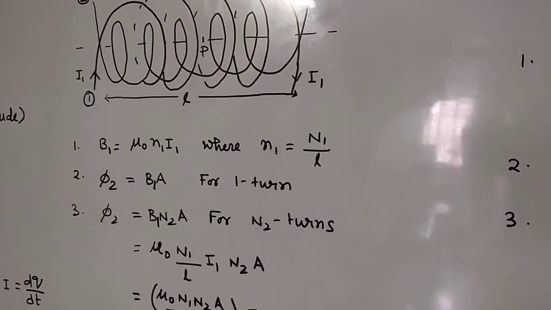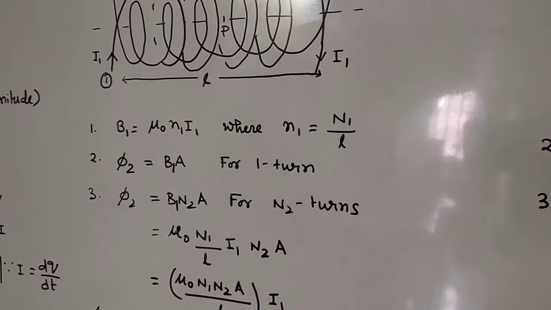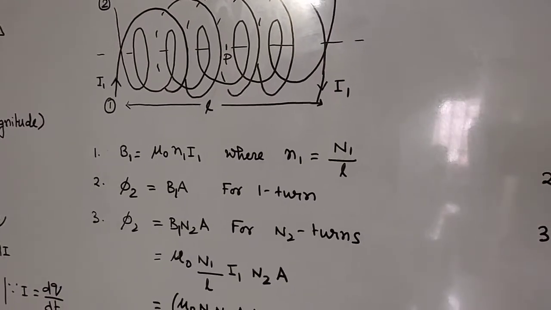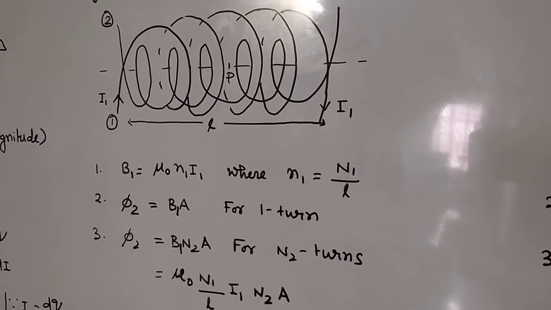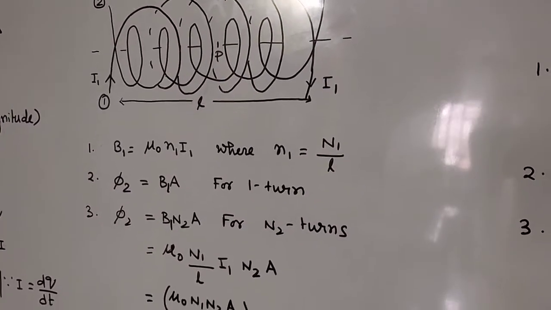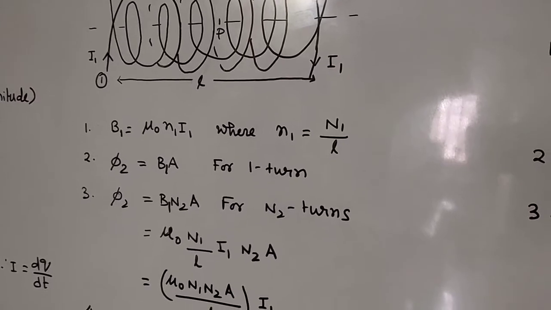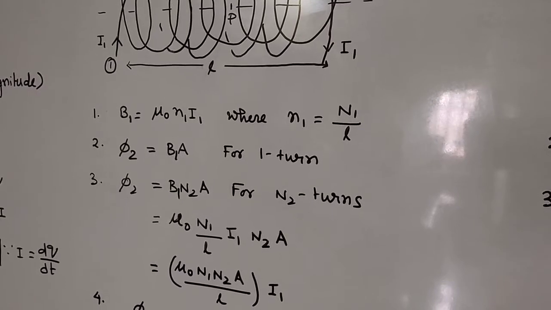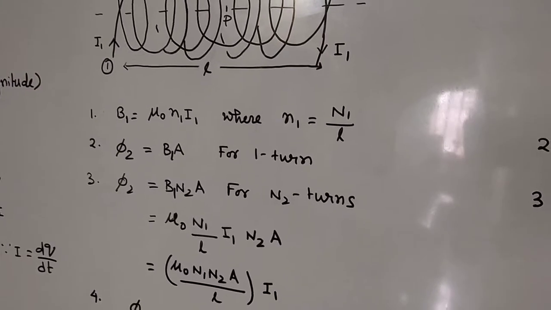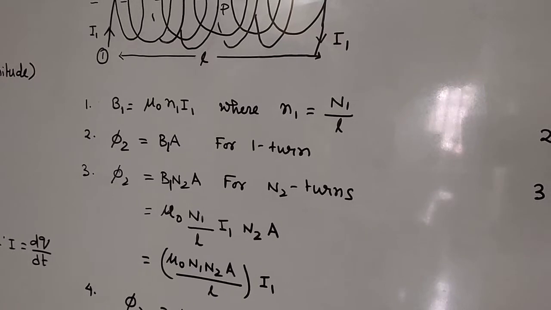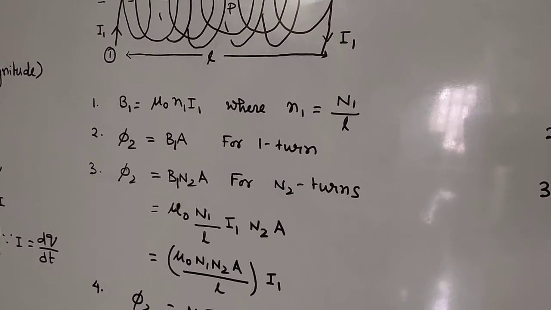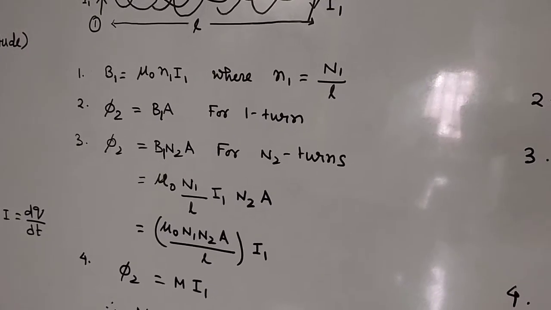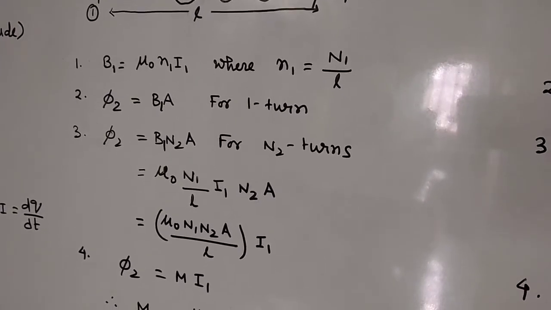That's why you have to use the total number of turns, that is your N2 is the total number of turns. And we have to use the magnetic field due to the current I1. That's why we are using B1 equal to mu naught n1 I1. So n1 you can write capital N1 by L in place of B1, mu naught N1 by L I1, that is your number 1. From number 1 we are getting, and N2 is the total number of turns and A is the area. So if you accumulate the terms, it comes out to be mu naught N1 N2 by L A into I1.